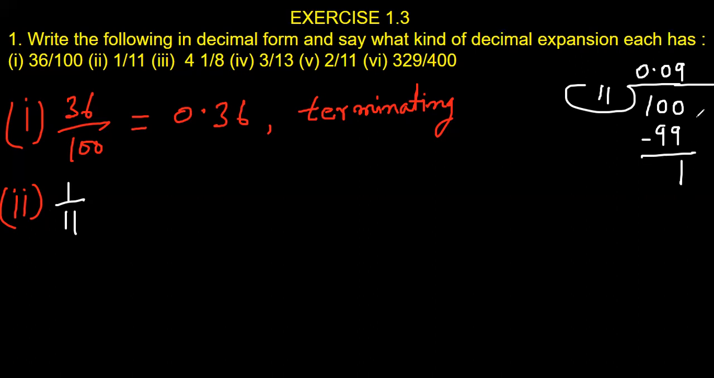Again, 1 is not divisible, so you will bring down 0. Not divisible, put 0 in the quotient. One more 0 down, so 9 times. So this process will continue forever. Again, remainder 1. So we can say that this 1 by 11 is a non-terminating decimal expansion, and it's repeating itself after 2 digits.